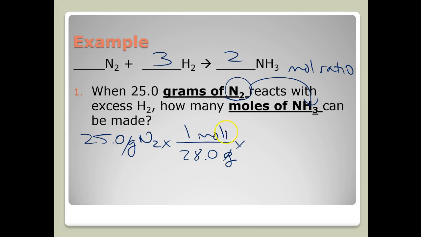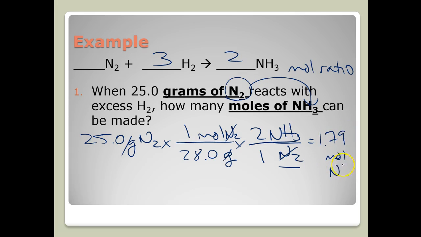And then here's where I'm going to do my mole ratio. N2 on the bottom to cancel out, and NH3 on top. Mole ratios change from one chemical to another chemical based on the balanced equation. So I have 25 divided by 28 and then multiply by 2. And I get 1.79 moles of NH3. Okay, 3 sig figs because 3 sig figs and 3 sig figs.